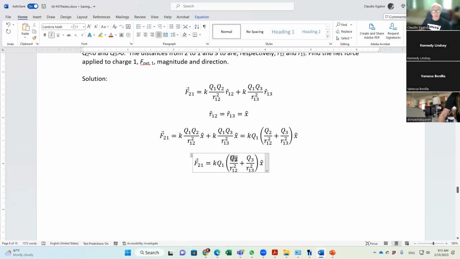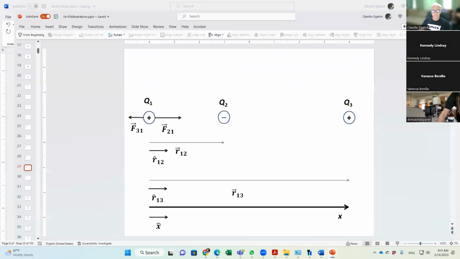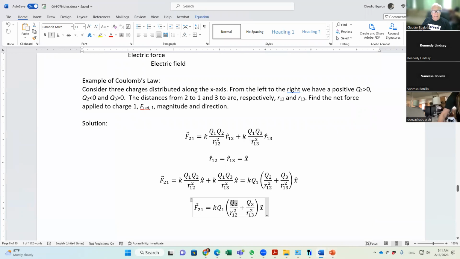We know that Q2 is positive, right? No, Q2 is negative. Sorry, not positive, but negative. So we can write it in a different way, and we can write that in terms of the modulus.